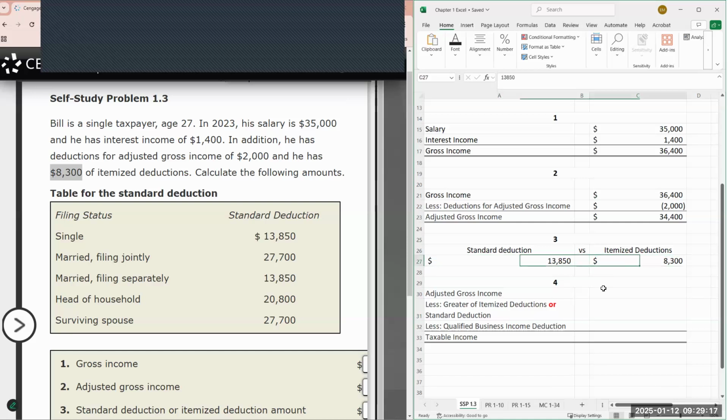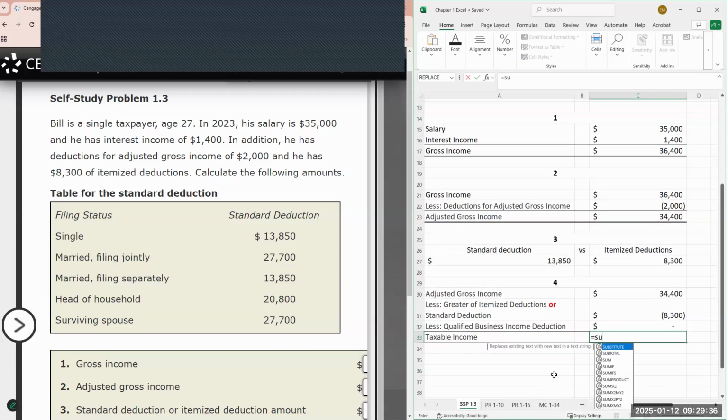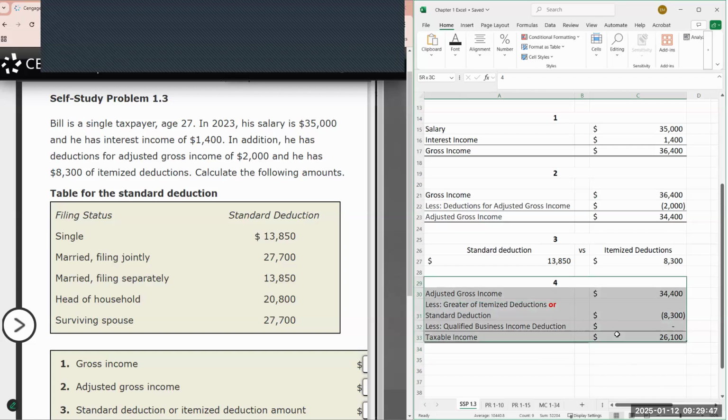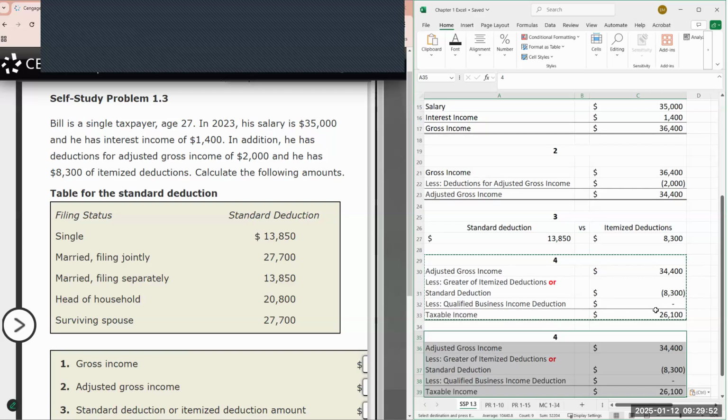So here is how it would work, right? Again, the key thing is that we want to subject Bill to the least amount of taxable income as possible. So 34,400, and let's say he took the itemized deductions. Qualified business income is 0. So in such case, if Bill were to take the itemized deductions, his taxable income would be $26,100, right? But let's say, and I'm just doing this to clearly show you the difference between the two.